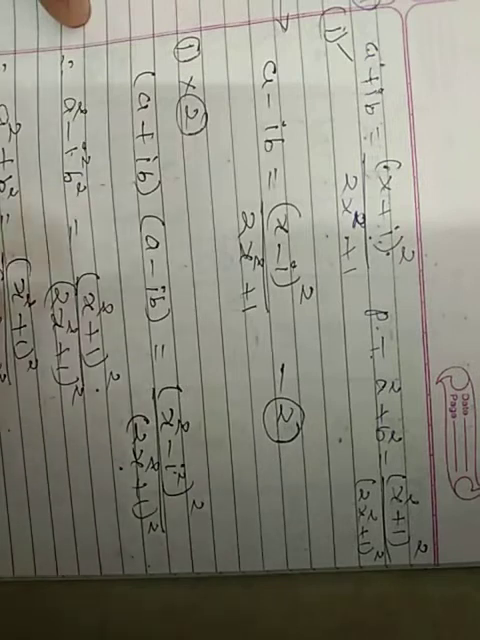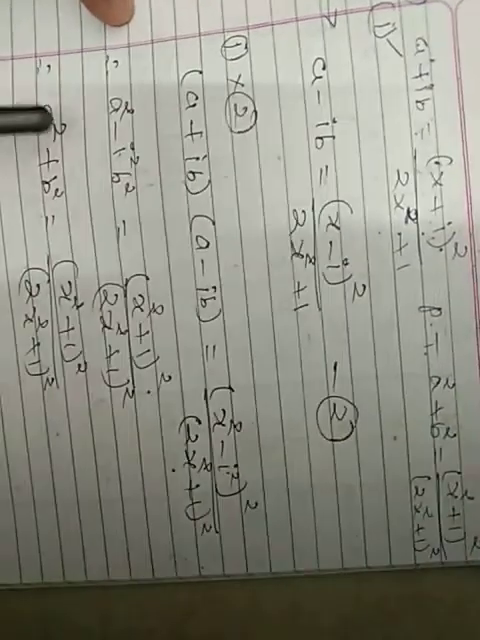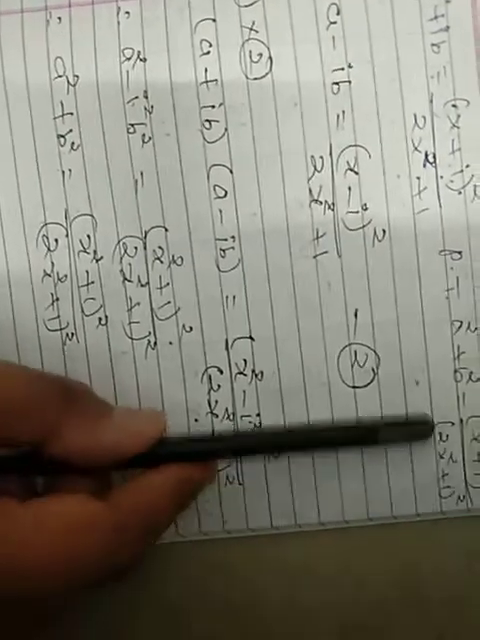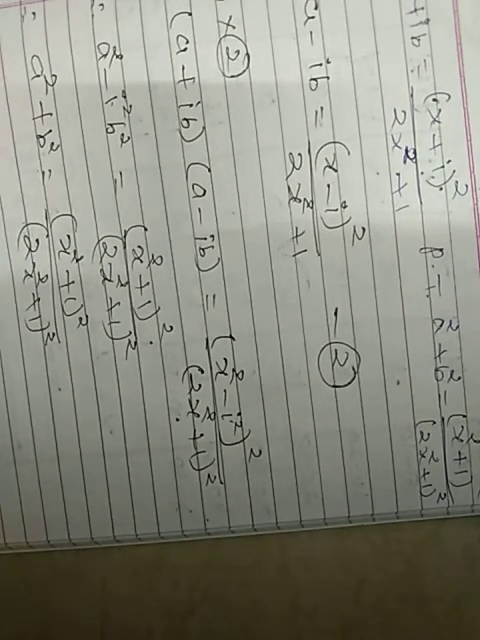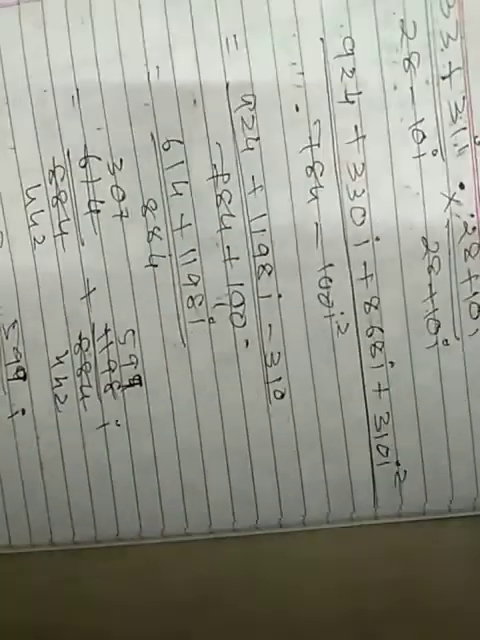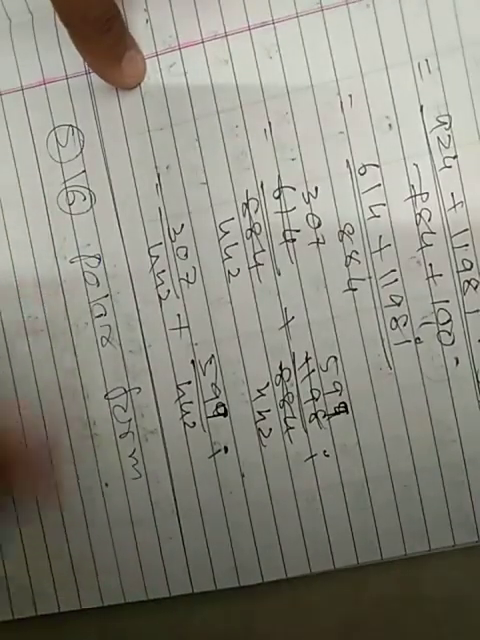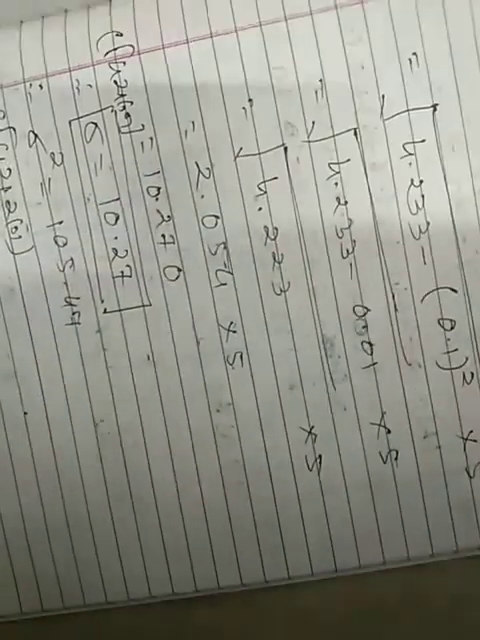Let's see: a square plus b square, x square plus 1 whole square, 2x square plus 1 whole square. That's why example number 4 and example number 11 both have the same approach. Take the conjugate and product, and it gives the answer. Now example number 4 is completed. Examples 5 and 6 are with polar form, that's why they are omitted here.